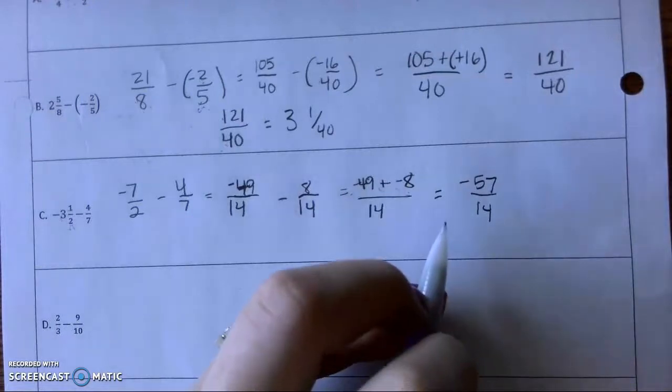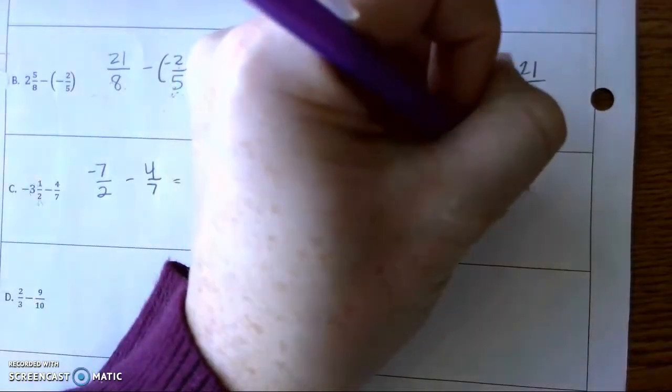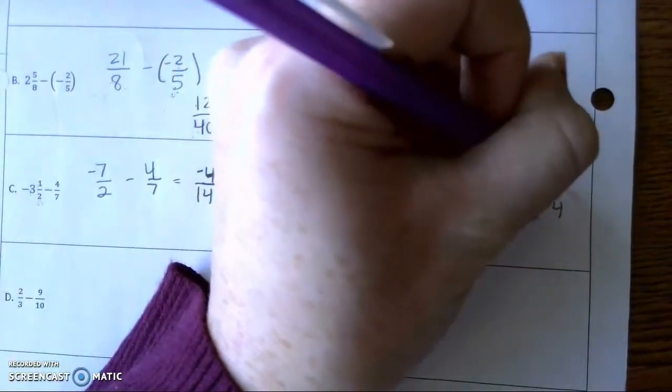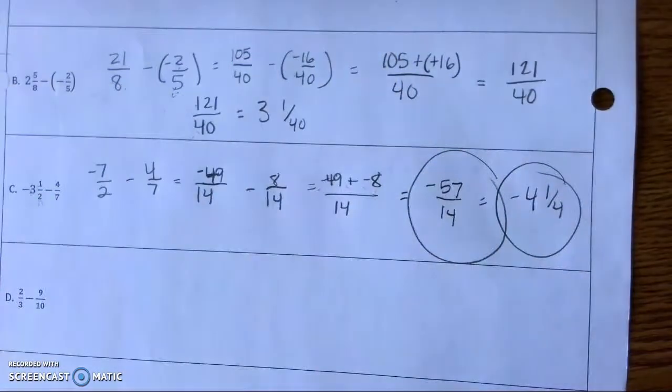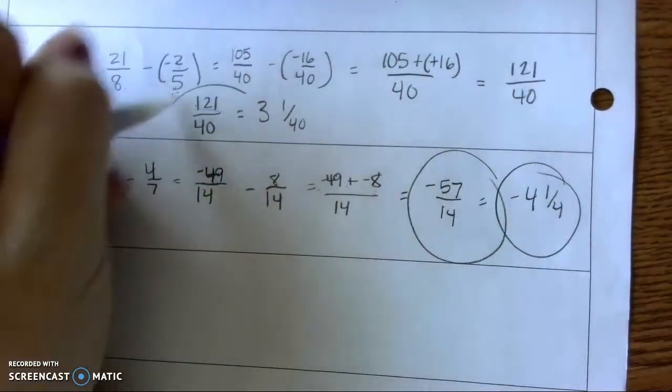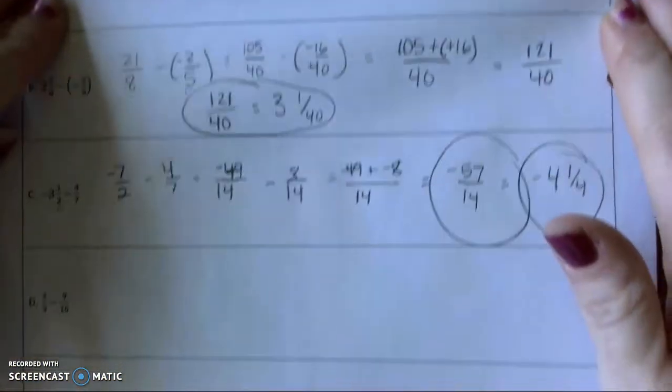So that's my improper fraction. If I change that back into a mixed number, my mixed number would be negative 4 1/4. So this is your answer. And I didn't circle my answer up here. Sorry. Okay, so now let's take a look at letter D.